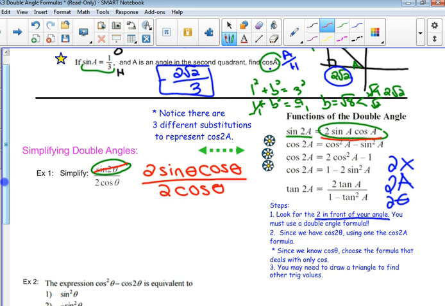The cosines are fine because it's multiplication. If it was addition or subtraction, we couldn't. So good, Frida. Exactly right. Once you have all your subbing, just look to simplify. The cosine theta, those are going to be gone. What else can cancel? The 2's. Yep, just sine theta.